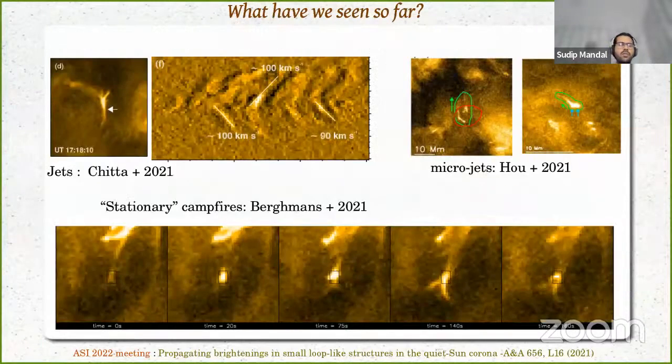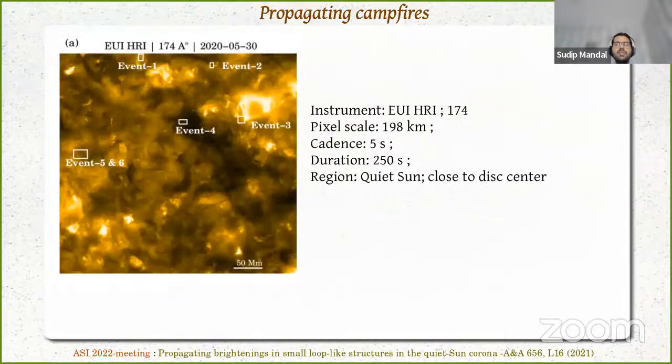So what have we seen so far from this instrument is basically small, tiny brightenings. There are a couple of instances where people have already seen jet-like structures, but the initial discovery of those campfires, they appeared like this over time. So you have small brightenings coming up and then going down, but there are no systematic movements. Since these are early days of these features, whatever we can gather will add up to our knowledge about these phenomena.